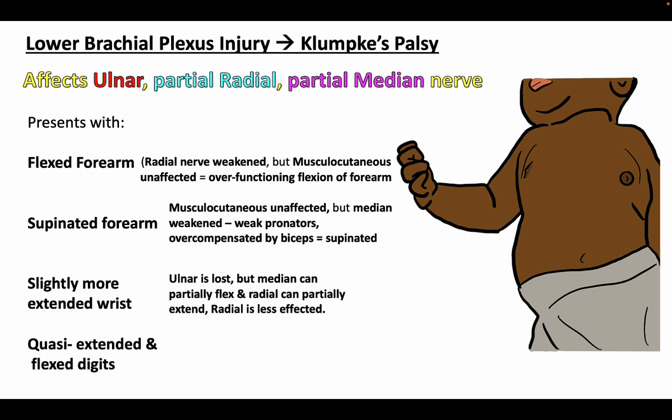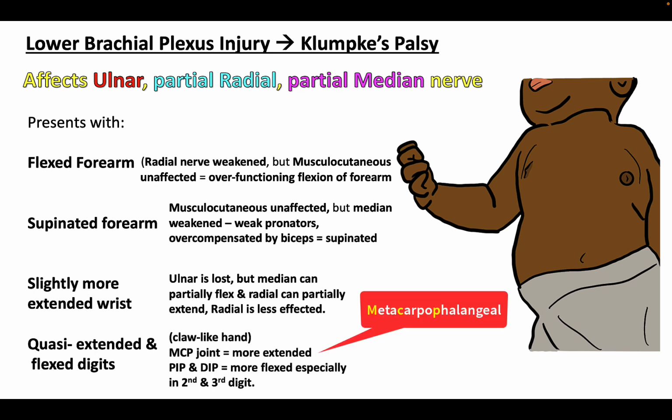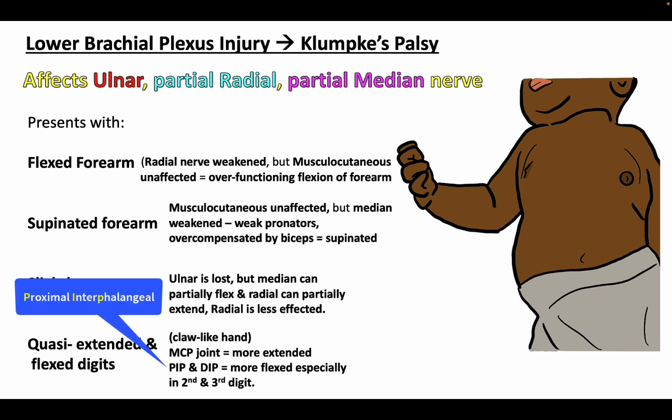This is Klumpke's claw broken down by joint. At the metacarpophalangeal joint, MCP for short, we are more extended. At the proximal and distal interphalangeal joints, PIP and DIP, known as pips and dips, we are more flexed. And the degree to which they are flexed is dependent on the specific digits. So we're going to get into the very specific why these things are happening in the next slides.